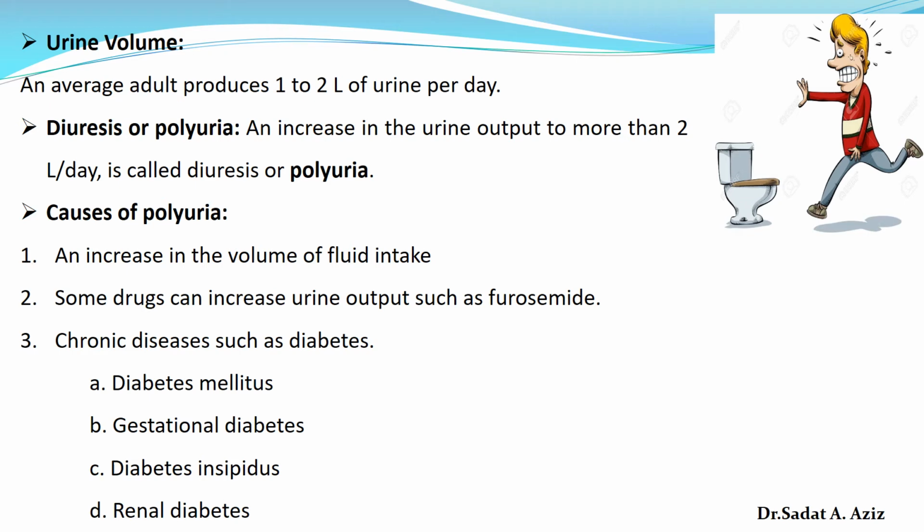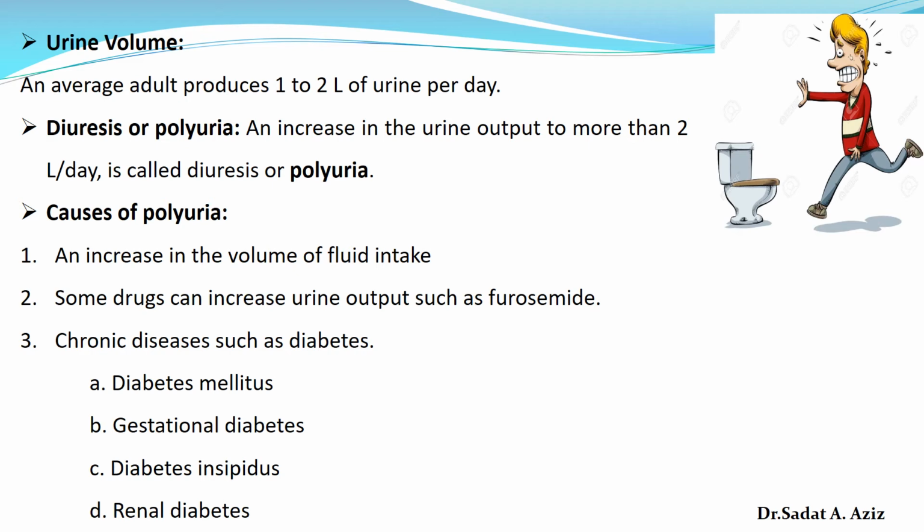So, urine volume. An average adult produces about 1 to 2 liters of urine per day. I think we mentioned this in the previous slide. Okay.